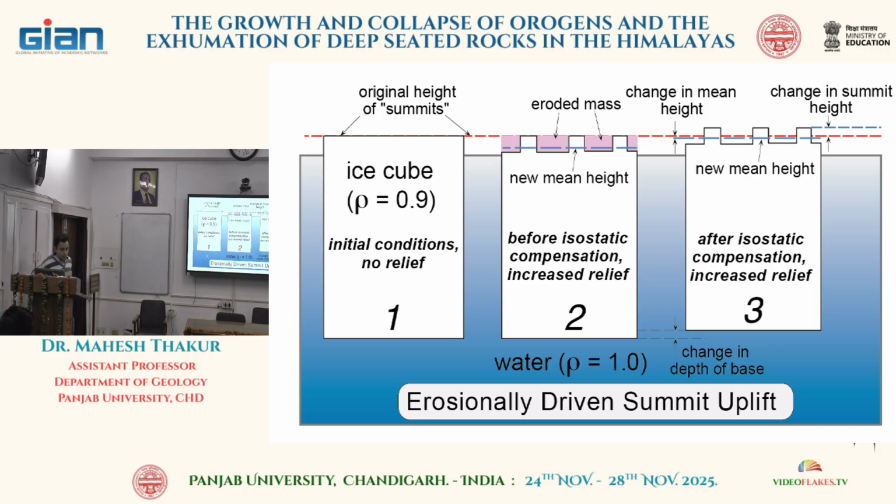So, for example, this is the original height of the summits, and let's say we have eroded mass in between. Now, because of this isostatic compensation, the relief is increased, and we can see the change in the summit height. We can see the change in the mean height also, because the mean height was below that. Now it is up.